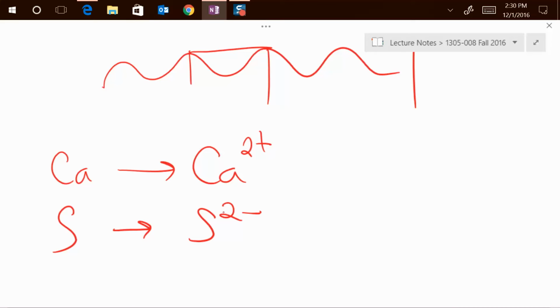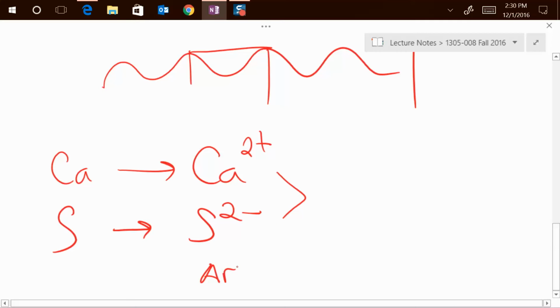That's how I predict the ion I'm going to become, as to whether I lose electrons to become like the noble gas or I gain electrons to become like the noble gas. That's called isoelectric. S2 minus, calcium 2 plus, these guys are isoelectric. Argon is also isoelectric with those.